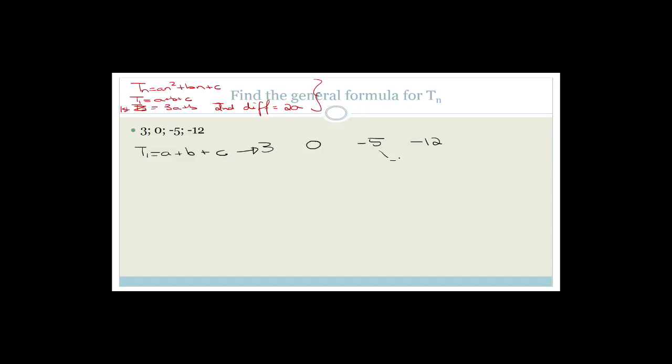Now we want the first difference. So what is that? That is going to be minus 12 minus minus 5, which is minus 12 plus 5, which is going to be minus 7. Then over here, we've got minus 5 minus 0, which is going to be minus 5. And over here, we've got 0 minus 3, which is minus 3. So this here is our first difference, which is allocated 3a plus b. Oopsie, let me just write that neater.